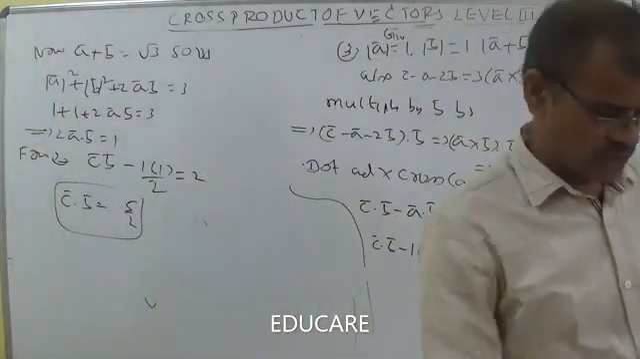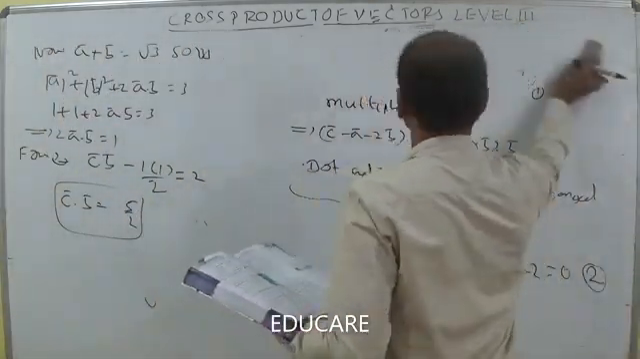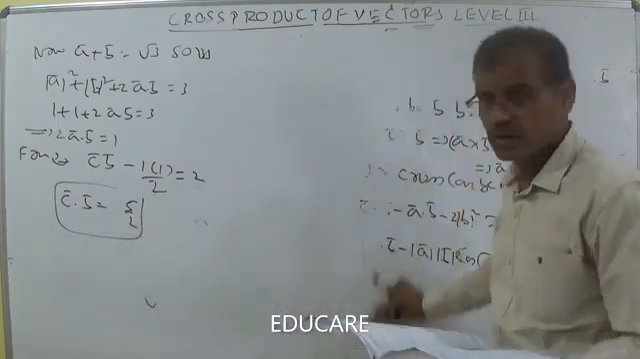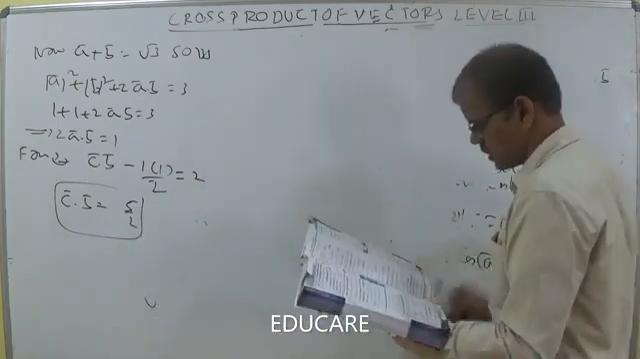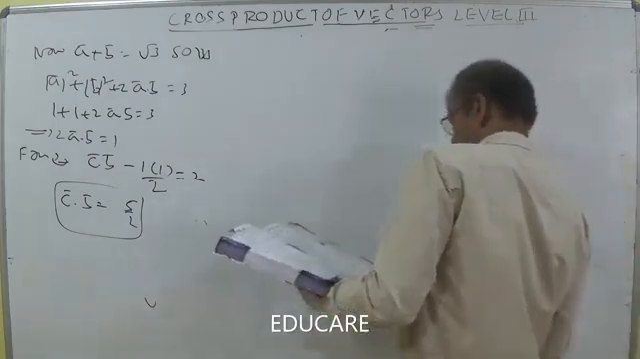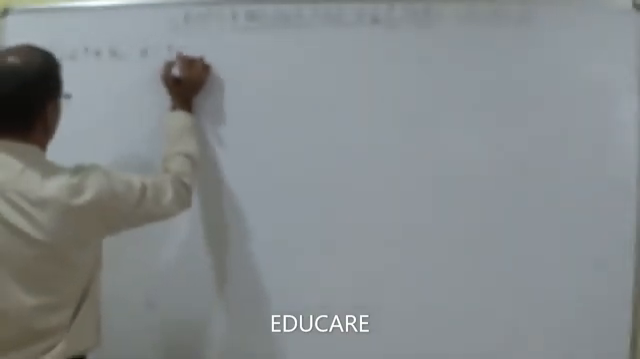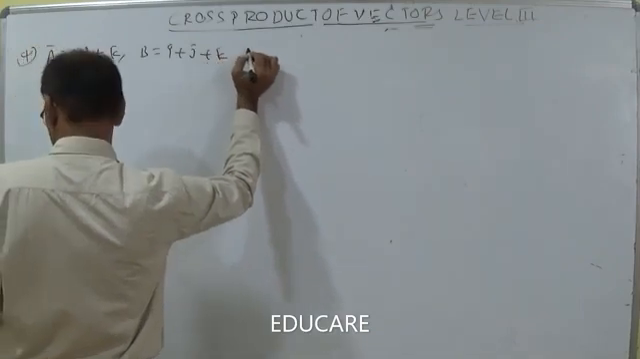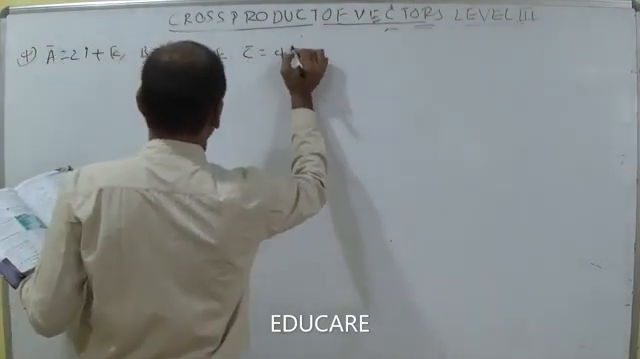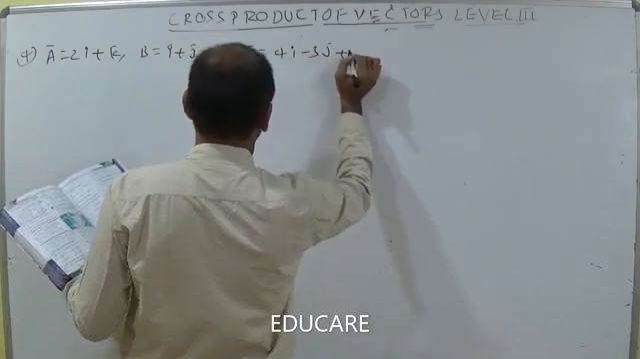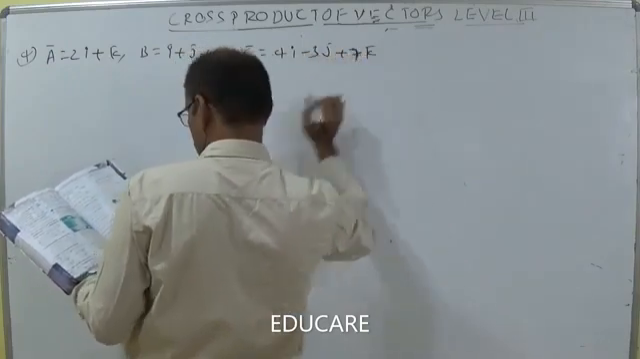Next one. Let us discuss the fourth question. Capital A, capital B, capital C are the vectors satisfying the given conditions. We should calculate the vector R bar. A bar is equal to 2I plus K. Capital B bar is equal to I plus J plus K, and capital C bar is equal to 4I minus 3J plus 7K.